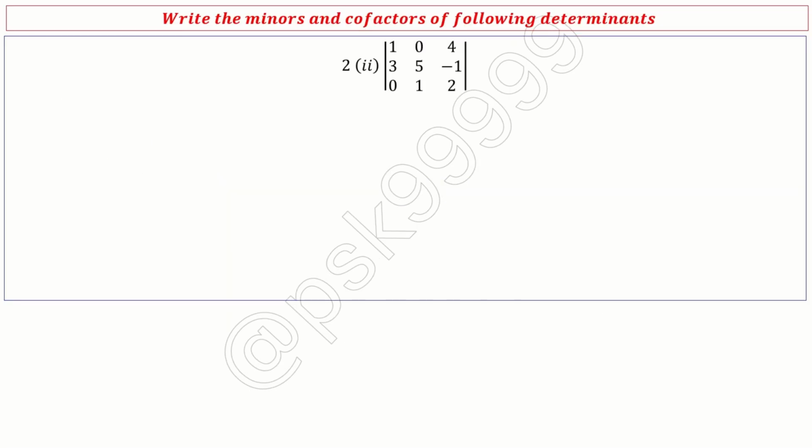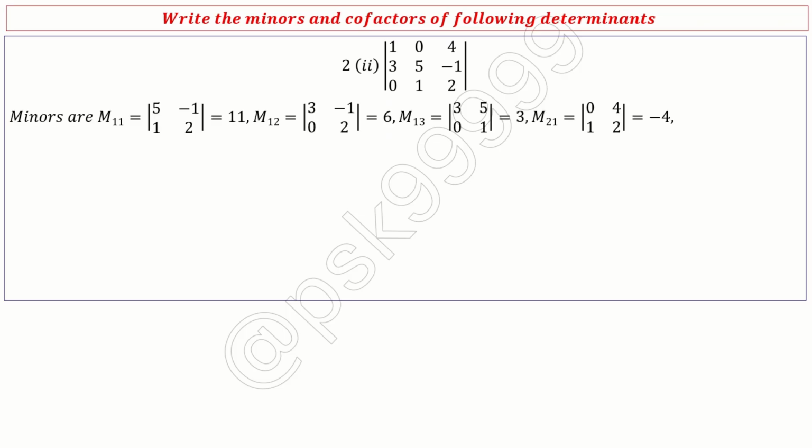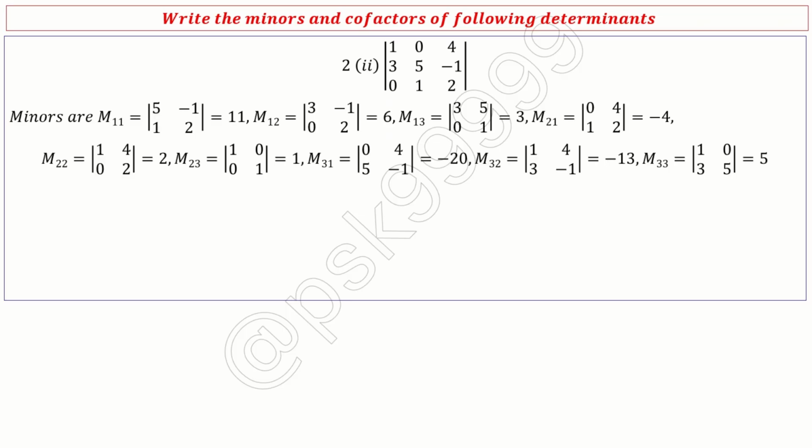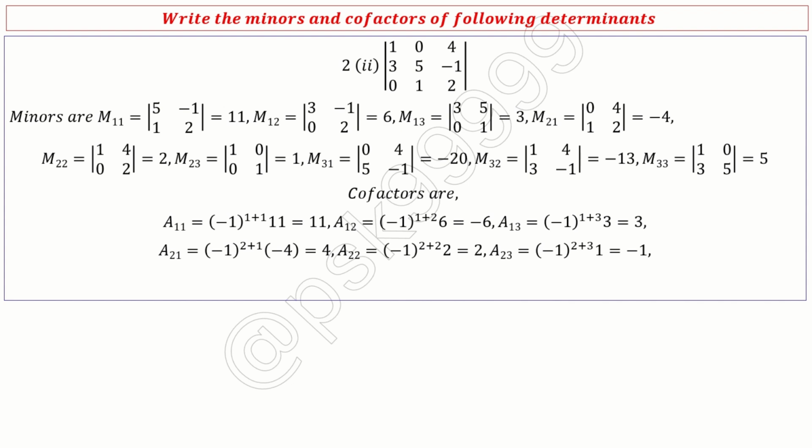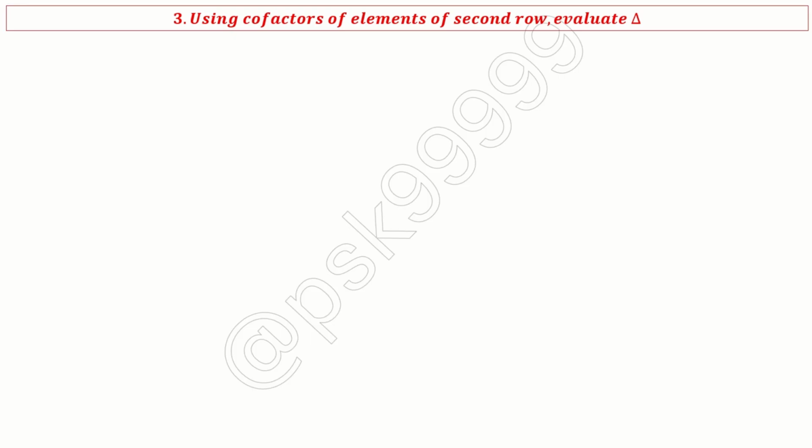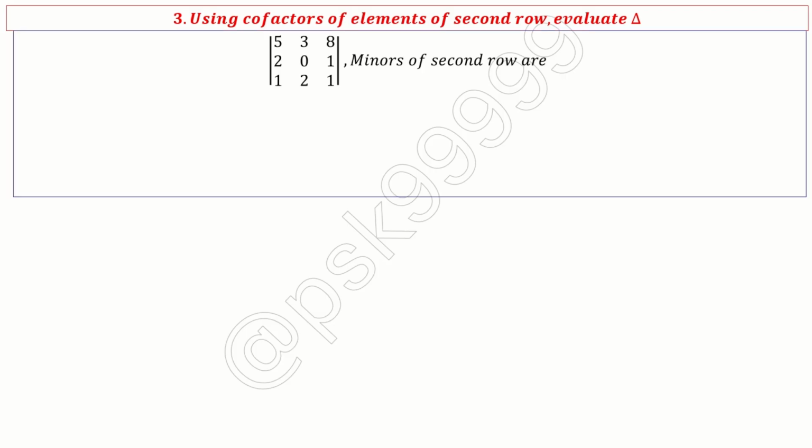Next. Same, you can do it yourself now. First find the minors, then carefully put the sign in front and find the cofactors. Using cofactors of elements of the second row, evaluate the determinant. You have to take the cofactors of the second row, and then find the determinant.